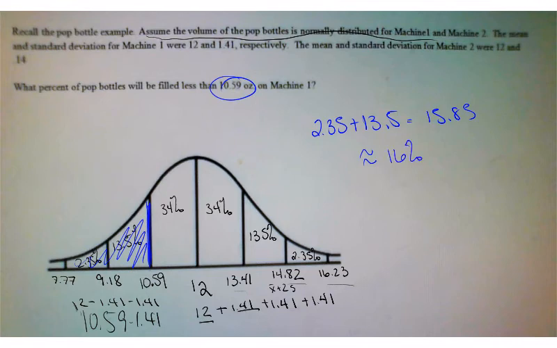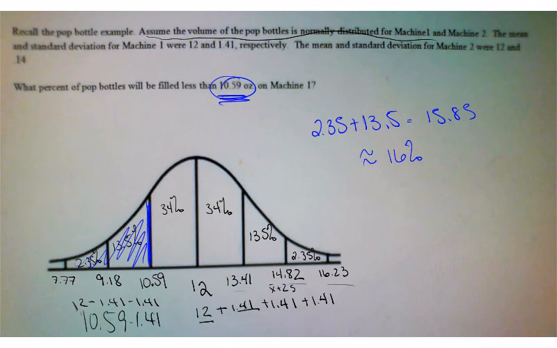Now think of the significance of that. Maybe 10.59 was significant to the company because they realized that anything below 10.5 ounces is going to start to be noticeable to the customers. So based on the fact that this is normally distributed data, they could locate that data value and then figure out what percent of the time these pop bottles are going to be noticeable to the customers. Now they know about 16% of the time their customers are going to be dissatisfied.